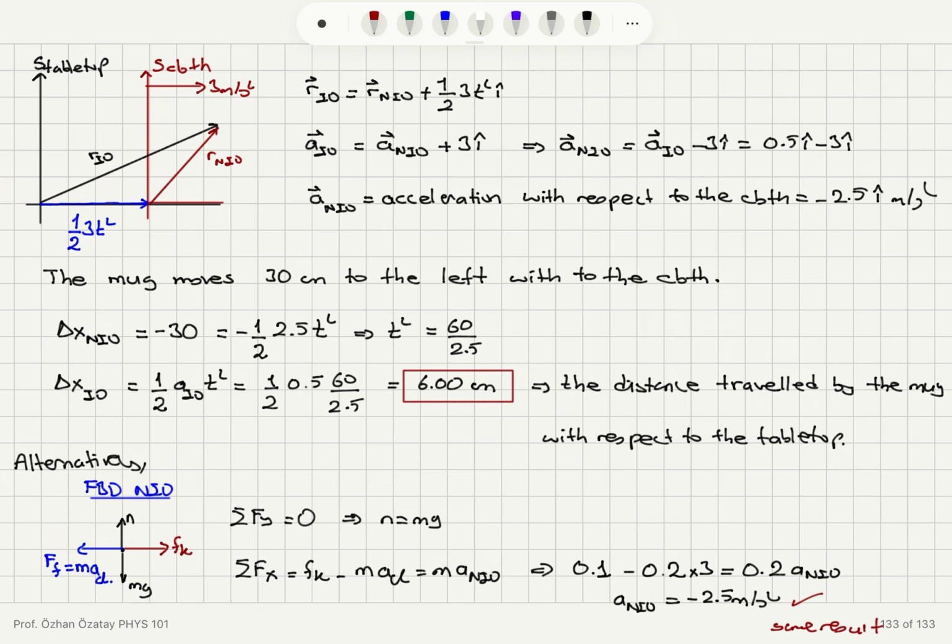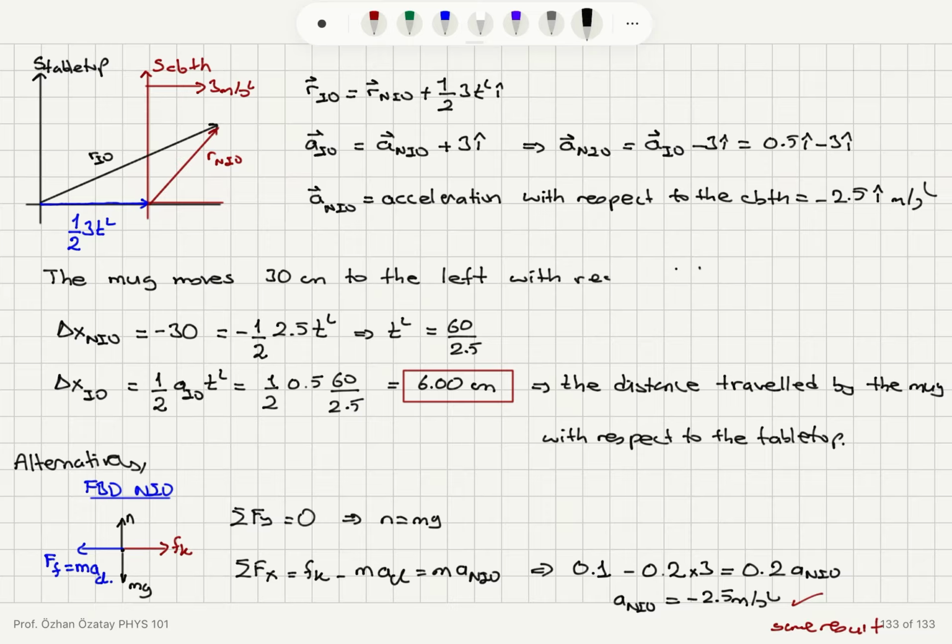And then we have looked at the Galilean transformation, which tells us that the acceleration reported by the cloth observer is the acceleration reported on the tabletop minus the acceleration of the cloth with respect to the tabletop, so minus 2.5 i hat meters per second squared. Later on, using the free body diagram with respect to the non-inertial observer, taking into account a fictitious force, mass times acceleration of the cloth to the left, we see that it's the same acceleration that we find. And the mug moves 30 centimeters to the left with respect to the cloth here.